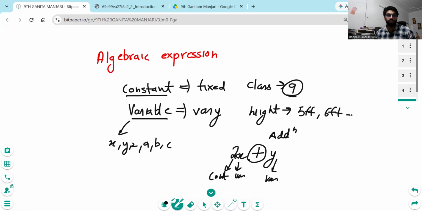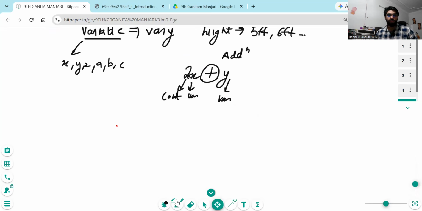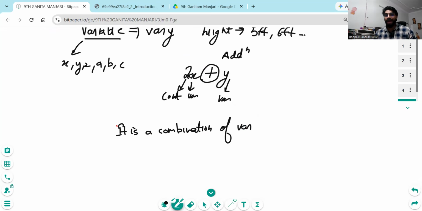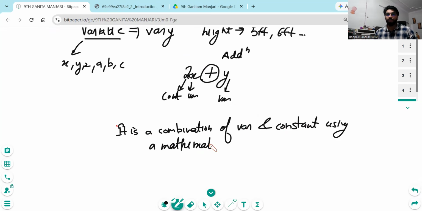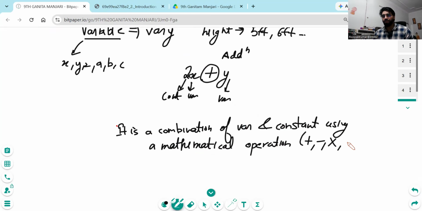So let's write the definition now. What is the definition? It is a combination of variables and constants using a mathematical operation. These are called binary operations, by the way, because they need two numbers to operate on, right? Plus, subtraction, multiplication, division.